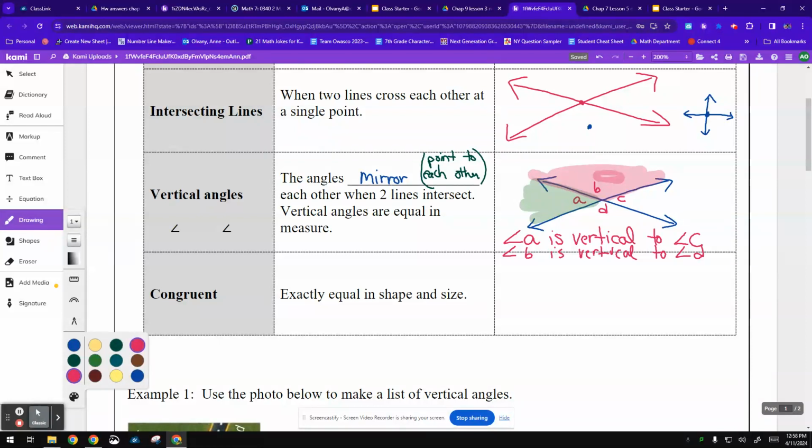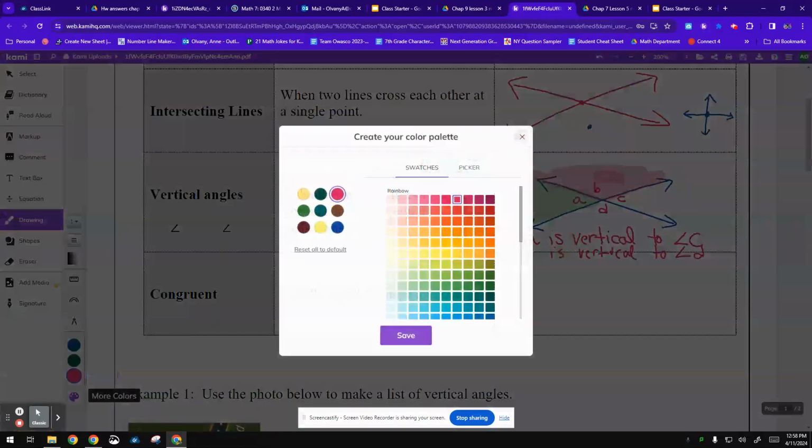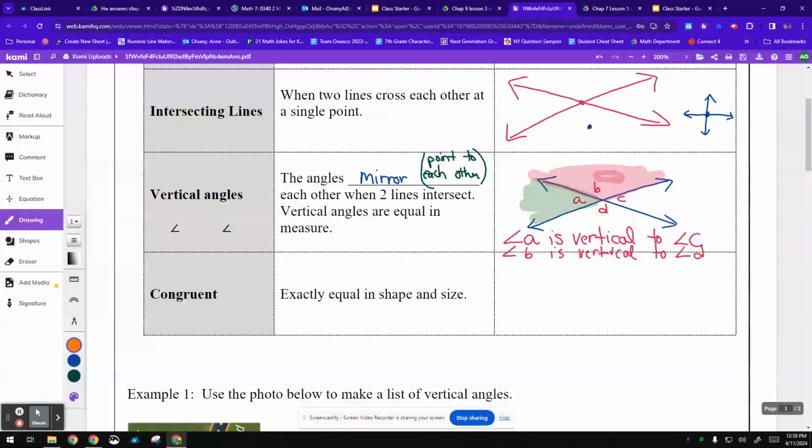Now watch this fancy trick. Let me get a really good color. I need a bright color. I'm going to go with orange. All right. So if I trace angle A, and I'm not great, so you can see it's a little off.